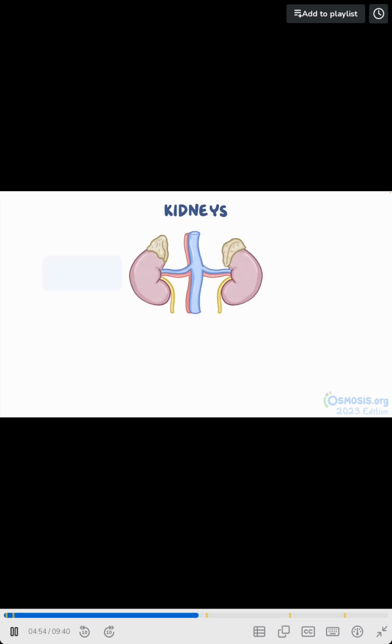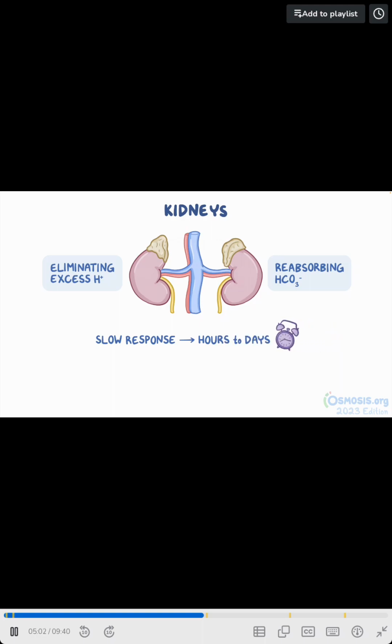For the last line of defense, we have the kidneys, which help maintain pH by eliminating excess hydrogen ions and reabsorbing more bicarbonate. This is a slow response, which can take hours to days. Okay, sometimes the defenses that keep the body's pH in check can become overwhelmed, resulting in either acidosis or alkalosis.